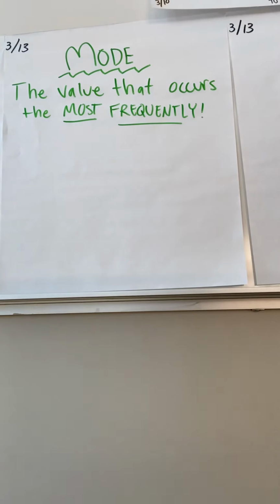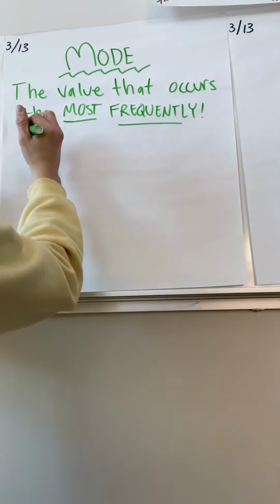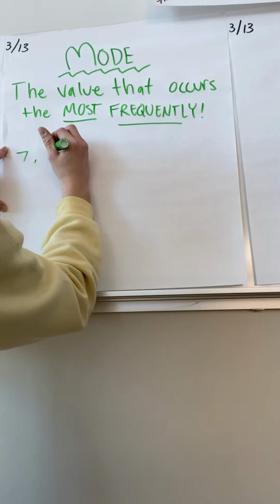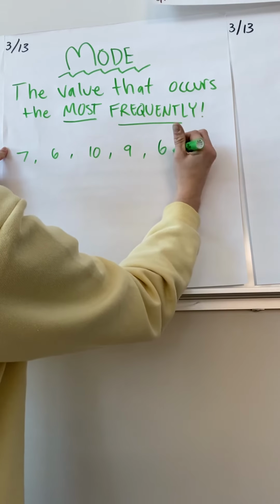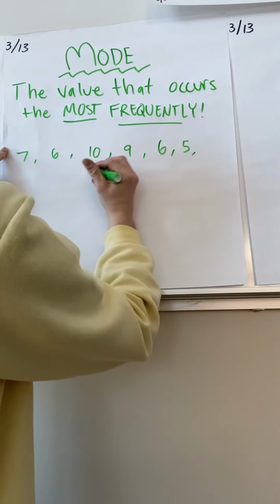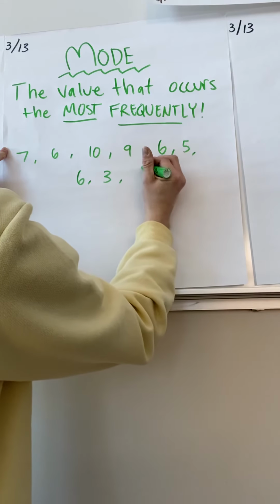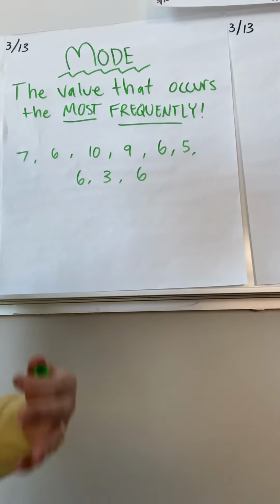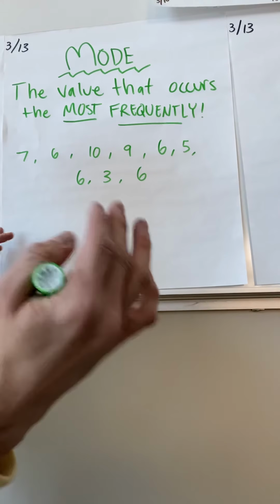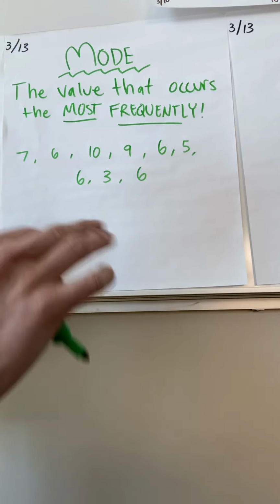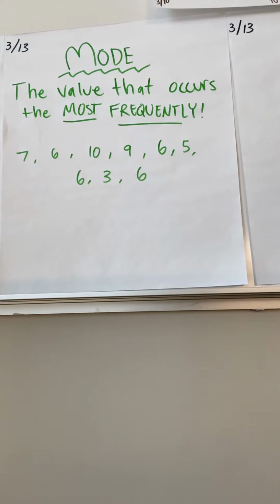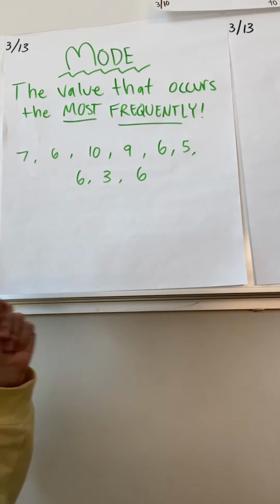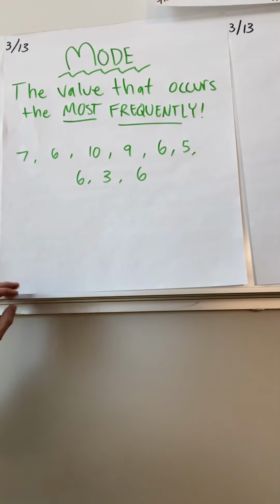So in the case of our data set, I'm going to write that data set one more time. We got a 7, 6, 10, 9, 6, 5, 6, 3, 6. So again, it's not 10 that's our mode just because it's the highest. We're looking at the one that occurred the most. One really easy way to do this really helps. Granted, with a data set this small, you can probably just see what the mode is. I'm not going to say it yet, I'm sure you know.